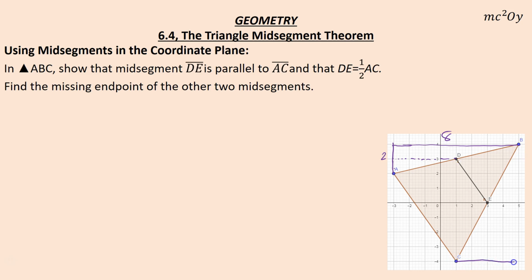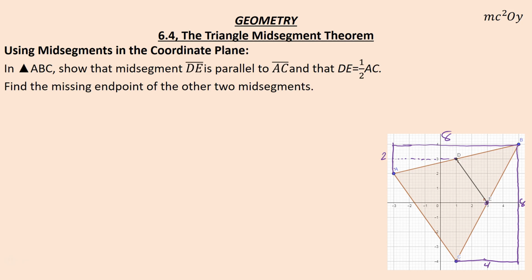If I look at C and I go to B, I'm running 4 and I'm rising 8. Which means if I go over 2 and go up 4, yep, there's my midpoint at E.